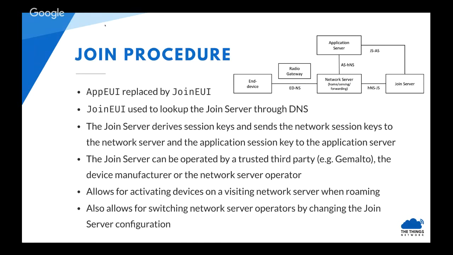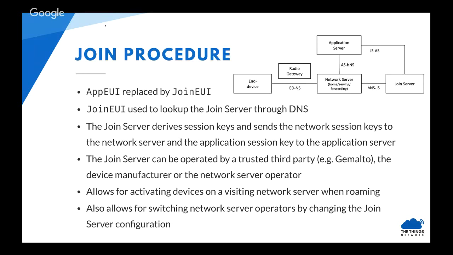This join procedure allows for activating devices on a visiting network. So any network that sees a join request can contact the join server. And this also allows changing network servers only by changing the configuration of the join server, because which network is being used for a particular device is a configuration in the join server.